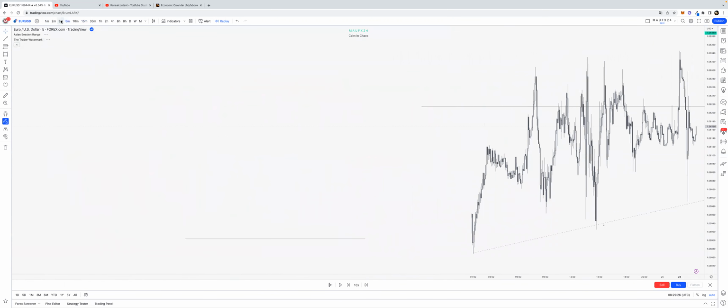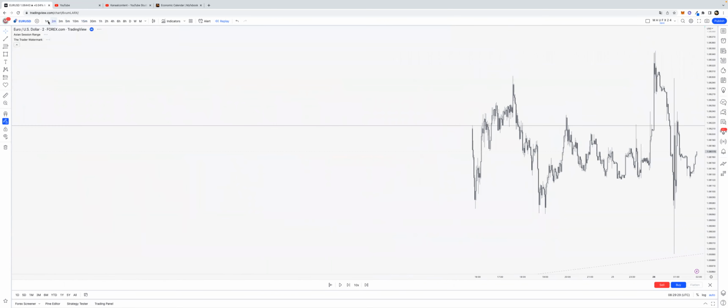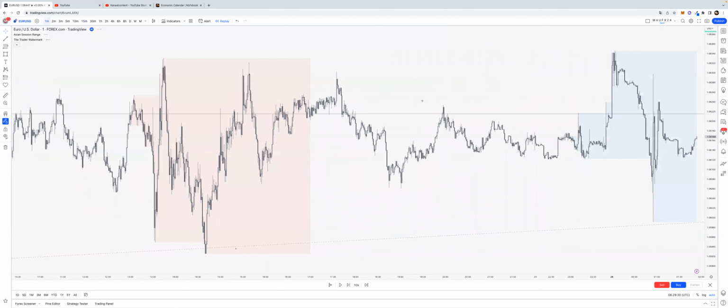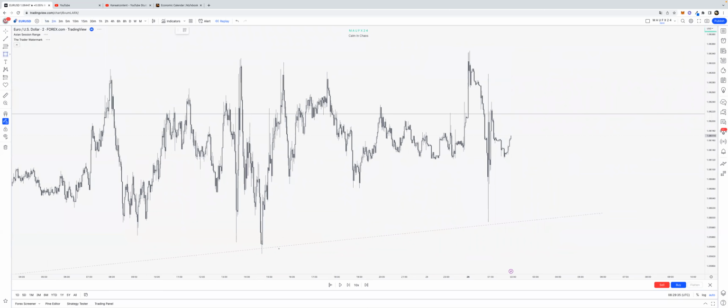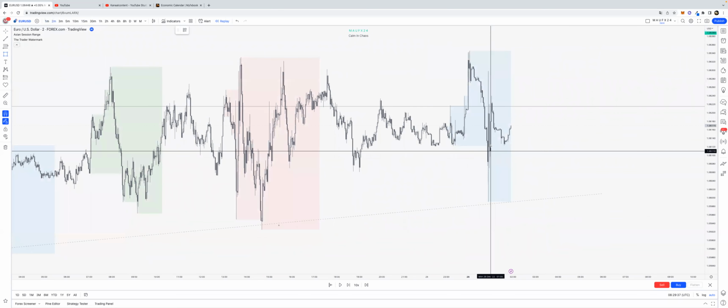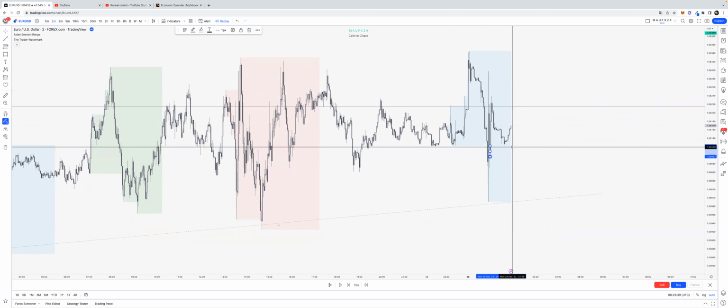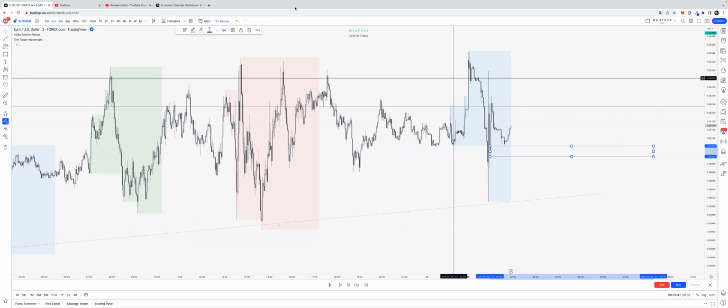Below that. Oh, that's clean. I'm sorry. The 2-minute block includes the 1-minute fair value gap. So let's just take that.